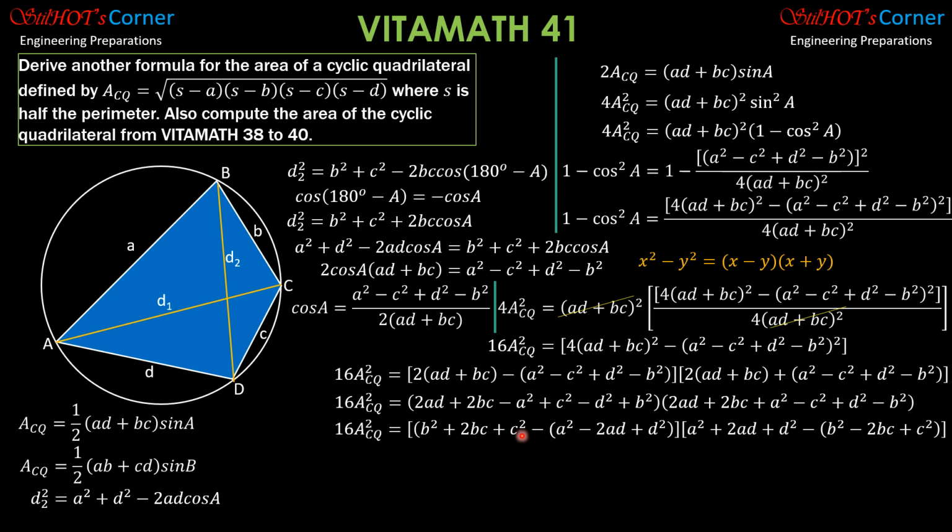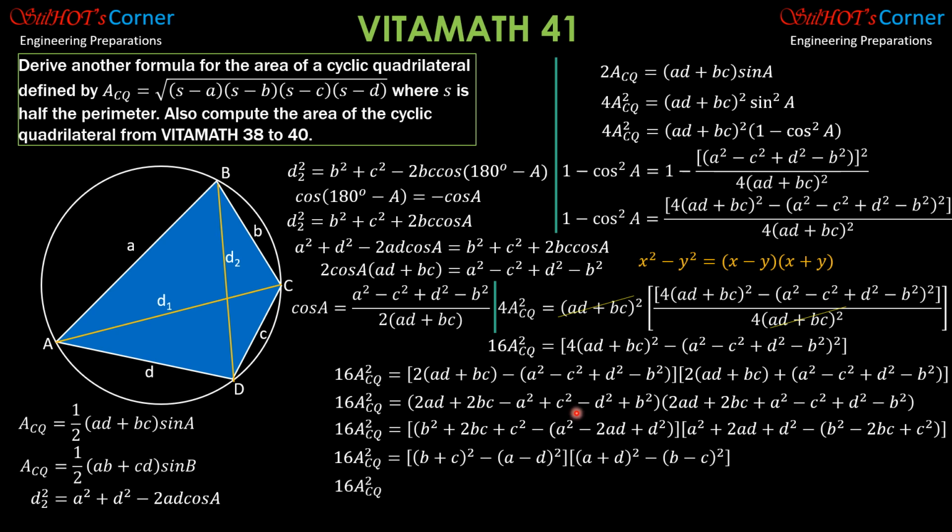Take note that these first three terms of the first factor are perfect square trinomials. We can write that as B plus C quantity squared. This is also a perfect square trinomial. We can write this as A minus D quantity squared. So 16 area of cyclic quadrilateral squared equals quantity B plus C squared minus A minus D quantity squared, then quantity A plus D squared minus quantity B minus C quantity squared, which forms another difference of two squares. The first factor is a difference of two squares, the second factor is also a difference of two squares. So let's go back to this way of factoring difference of two squares.